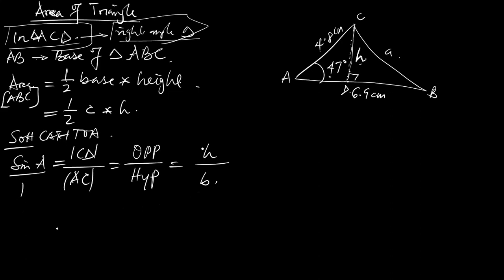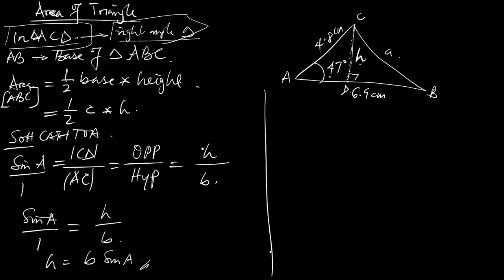Now this is over 1. So sine A over 1 is equal to height over b. If you cross multiply, height will be equal to b times sine A. So we've gotten the formula for the height. Let's say this is equation 1 and this is equation 2.